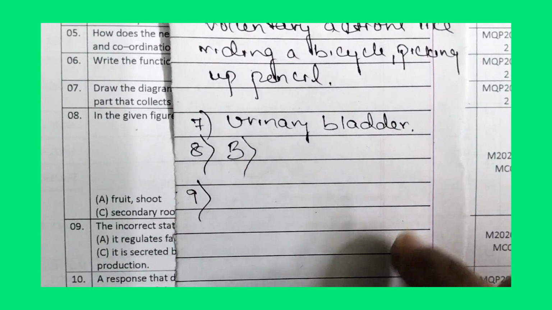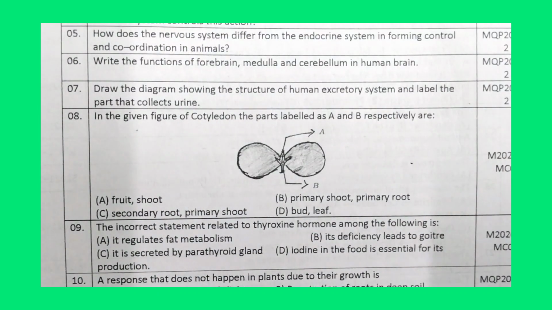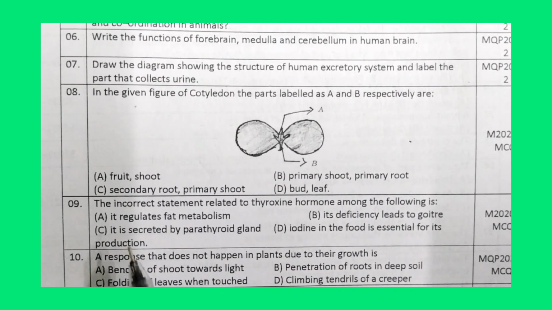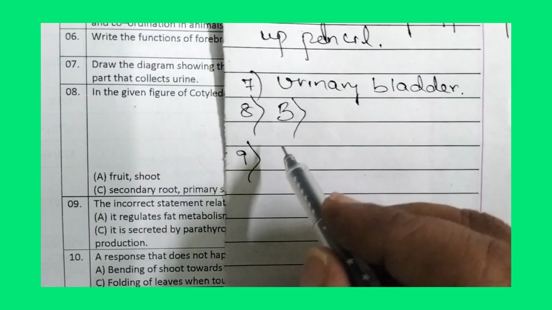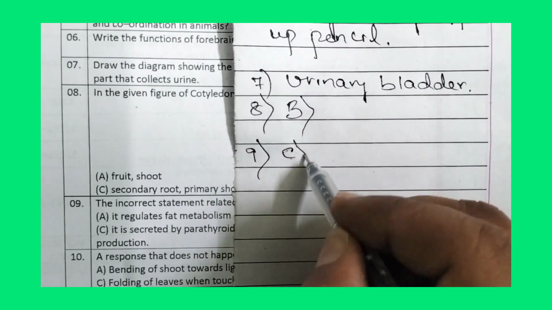Now let us move to the ninth question, which is also an MCQ. The incorrect statement related to thyroxine hormone among the following is: it regulates fat metabolism. Looking at the options, one says it is secreted by the parathyroid gland. That is incorrect. It is secreted by the thyroid gland, not the parathyroid. So for the ninth question, the incorrect statement is option C.